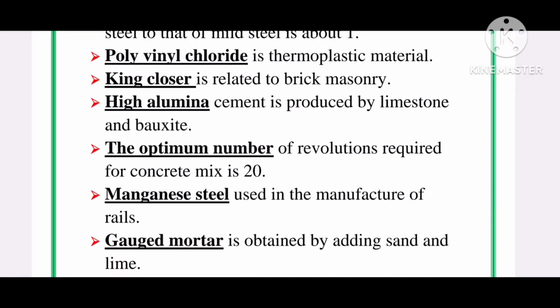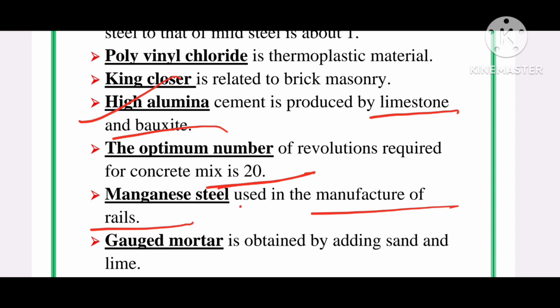Next point, high alumina cement is produced by limestone and bauxite. The optimum number of revolutions required for concrete mix is 20. Next point, manganese steel is used in the manufacture of rails. Next point, gauged mortar is obtained by adding sand and lime.